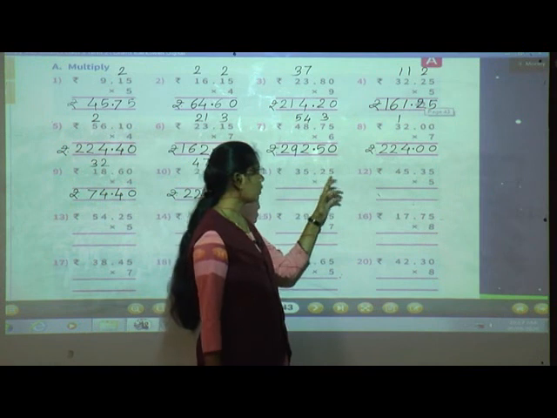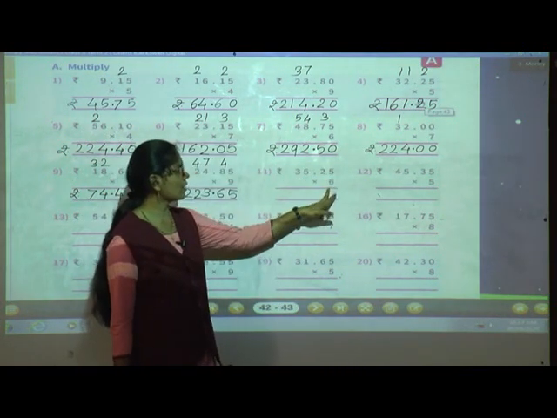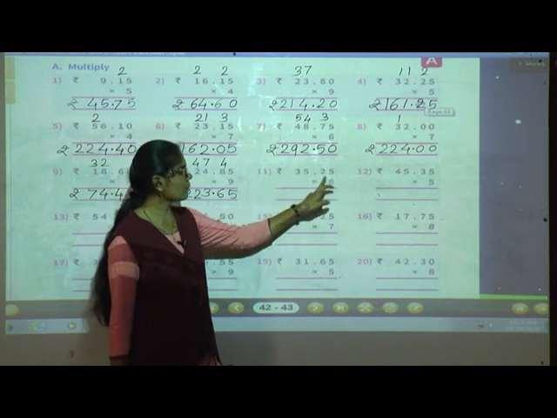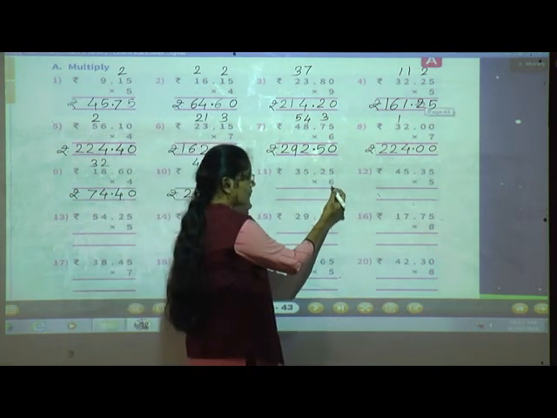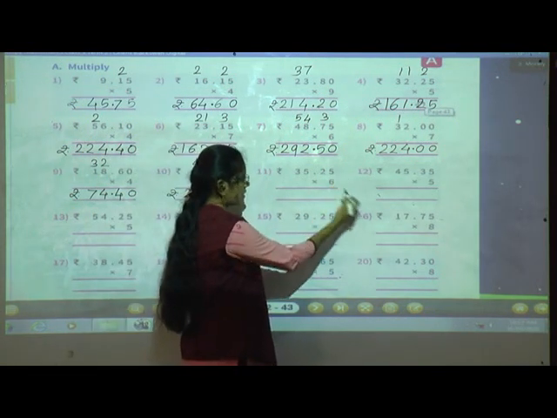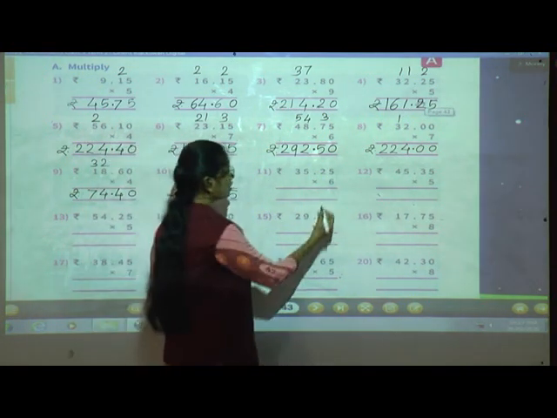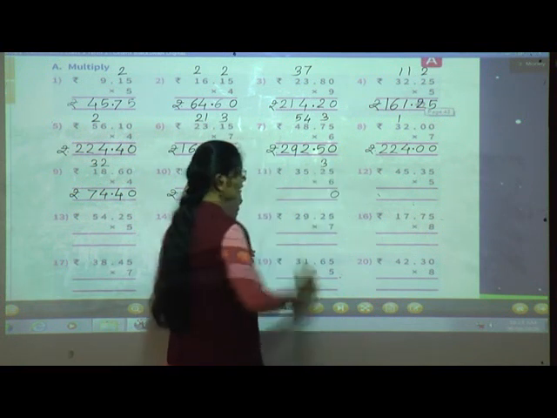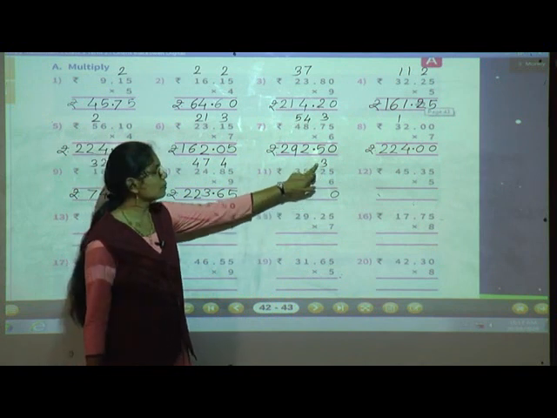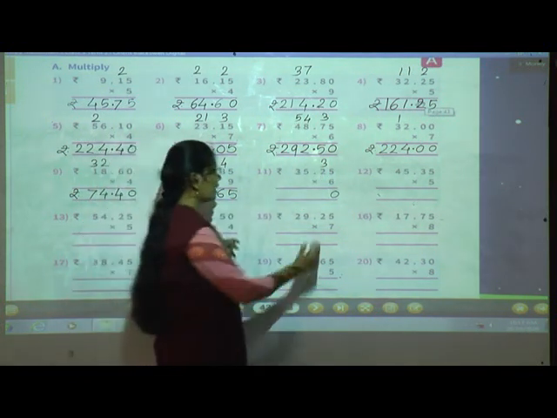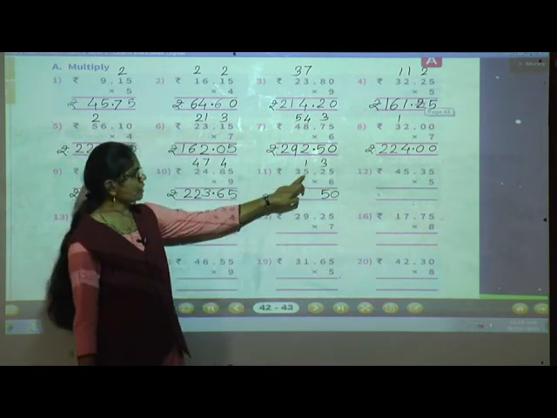Rupees 35.25 into 6. Okay, start from the ones place here from the right side. 6 into 5, 6 5s are 30. So here we'll write 0 and 3 as a carry. Then 6 into 2, 6 2s are 12, 12 plus 3, 15, correct. So here we will write 5 and 1 we will give as a carry to the next place.